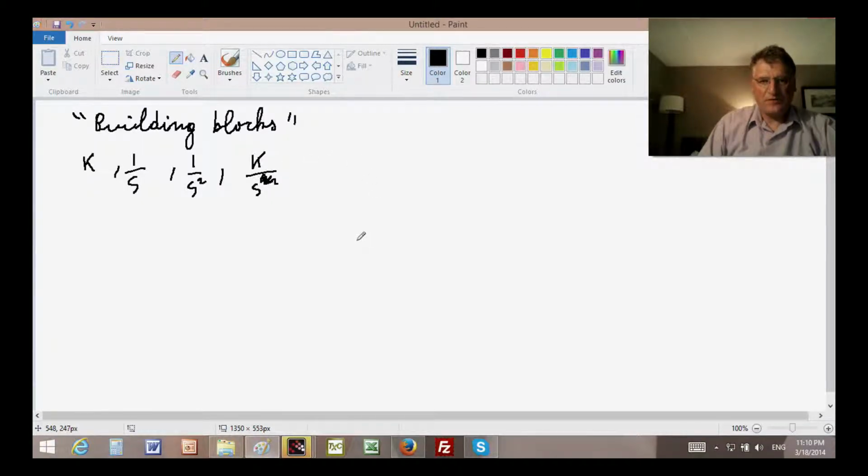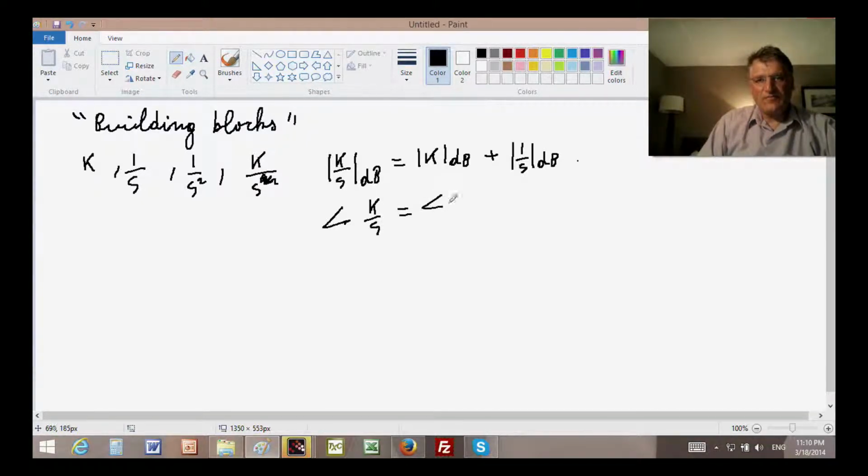So again, now we can use what I said before, which is that the magnitude of k over s expressed in dB will be the magnitude of k in decibels plus the magnitude of 1 over s expressed in decibels. Oh, and by the way, the phase of k over s will be equal to the phase of k plus the phase of 1 over s.